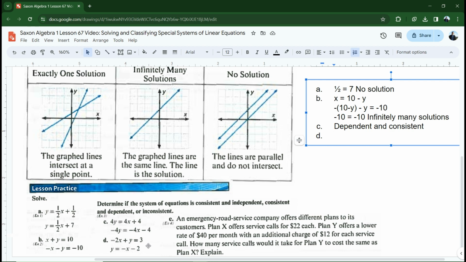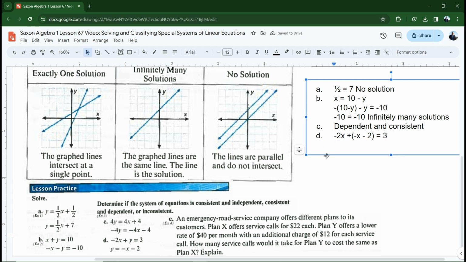This one's not quite obvious. So what I'm going to do is plug in, because I know that y equals negative x minus 2. I'm going to plug that in for y. 2x plus negative x minus 2 equals 3. Okay, so let's solve this.